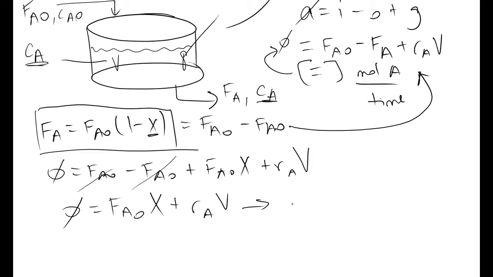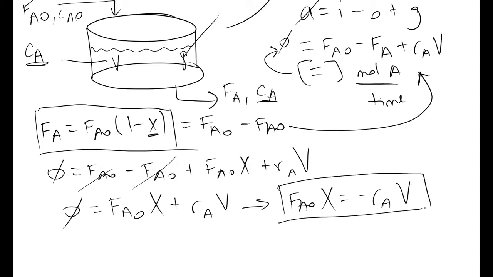And simplifying this expression, or rearranging it algebraically, we see that FA naught times X is equal to minus RA times the volume. So this is a very good place to be able to get to with CSTRs. We see the relationship between the rate of reaction, the desired conversion, the required volume, and the inlet flow rate.